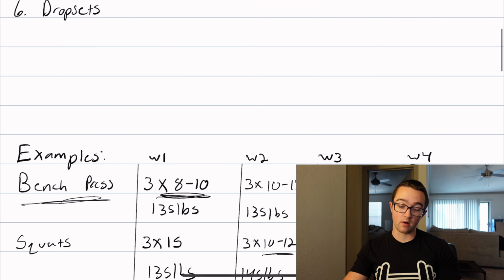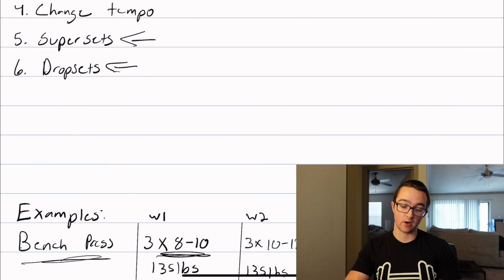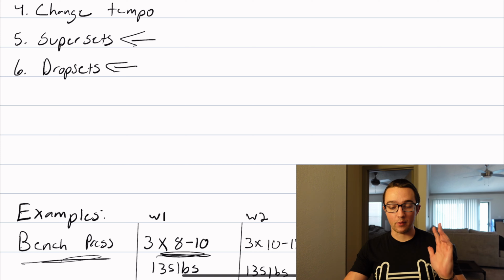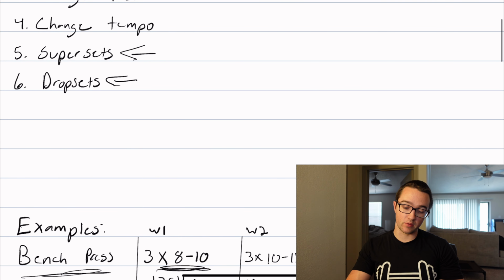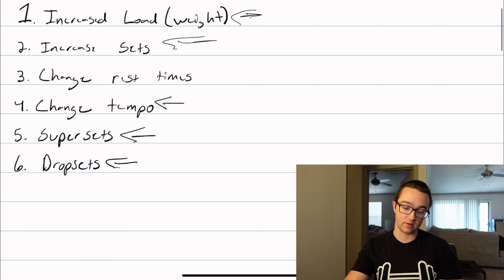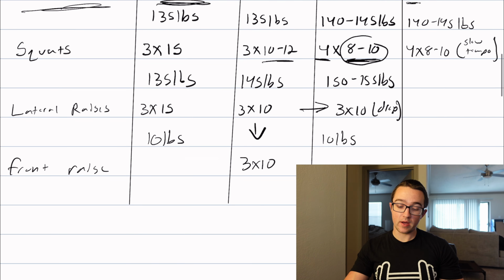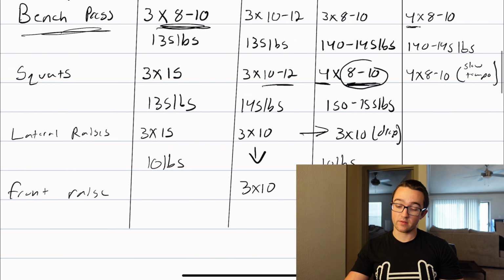So that's an example of the drop sets right here. Another way that we implement progressive overload that I have not really gone over in this. So we've gone over tempo, supersets, drop sets, weight, and increasing sets. Another way that we go about it is in the form of rest times.